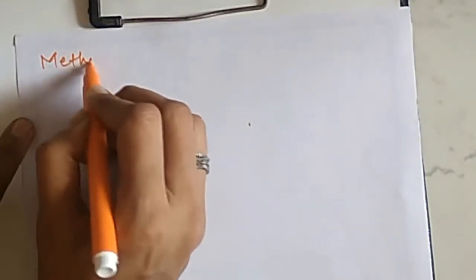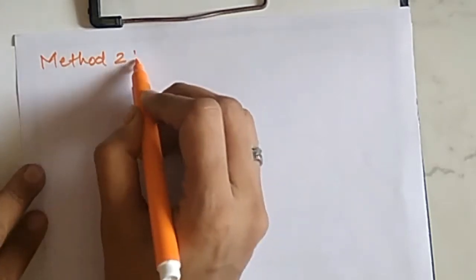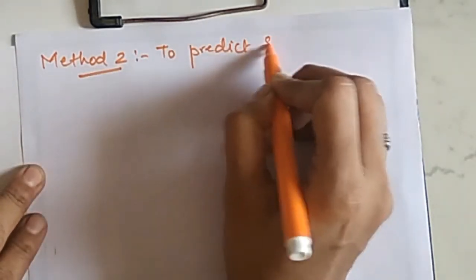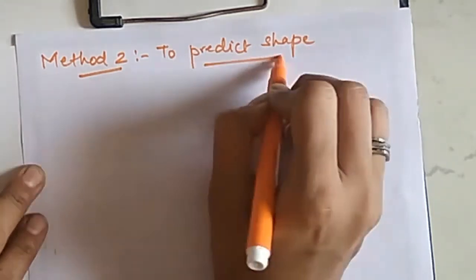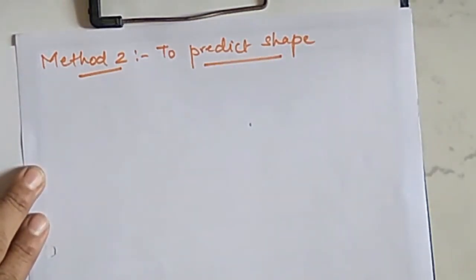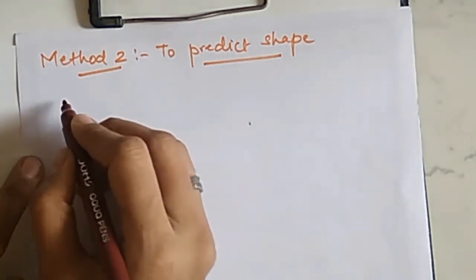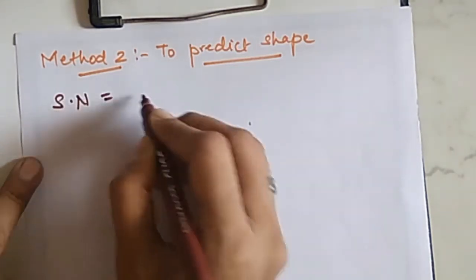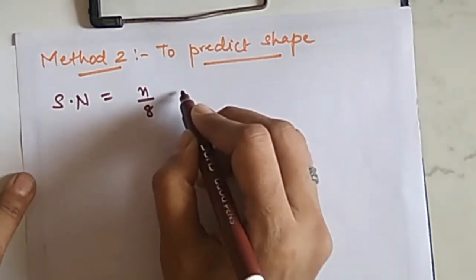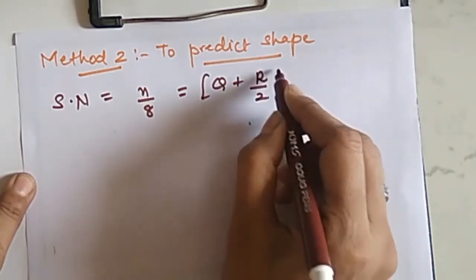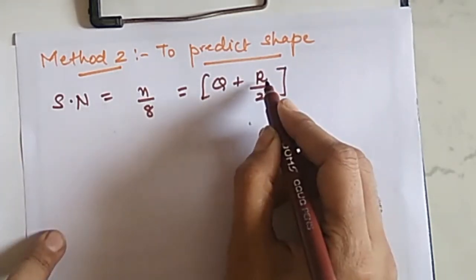Now let us take the second method, using which we'll be able to predict the shape also. So that means it will give us the number of bond pairs and the number of lone pairs present in the molecule. So here we will calculate the steric number, that is equal to n by 8, that is equal to q plus r by 2. This is the quotient and this is the remainder.